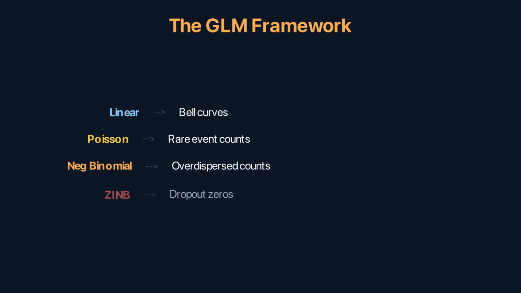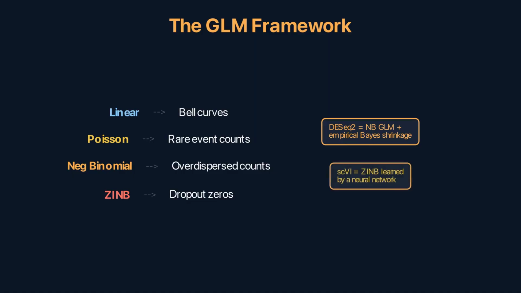Linear regression for bell curves. Poisson for rare event counts. Negative binomial for overdispersed counts. Zero-inflated models for dropout. The GLM framework, distribution plus link plus linear predictor, unifies them all. DESeq is a negative binomial GLM with empirical Bayes dispersion shrinkage. scVI is a ZINB learned by a neural network. Now you know what's inside the black box.